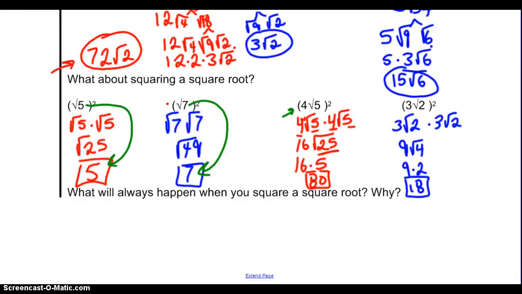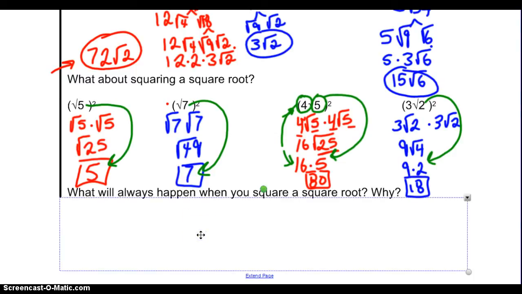It looks like when I square these numbers, the number on the outside of that square root gets squared, but the number on the inside of the square root just loses its square. I guess it's radical, I should say. See how this 2 comes down here, but doesn't have a radical anymore. So what will always happen when you square a square root, and why?